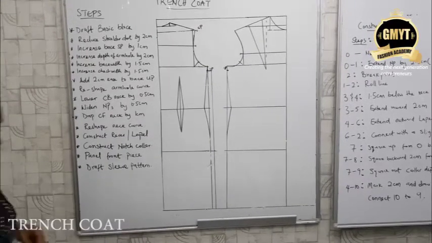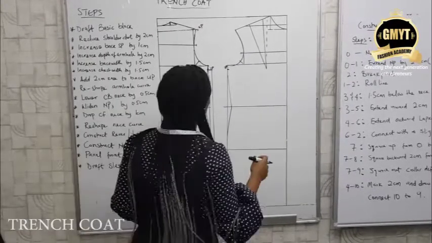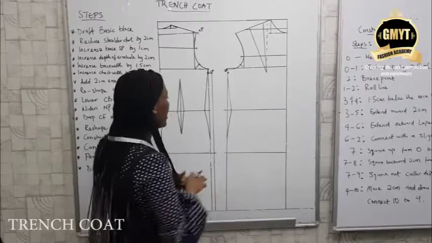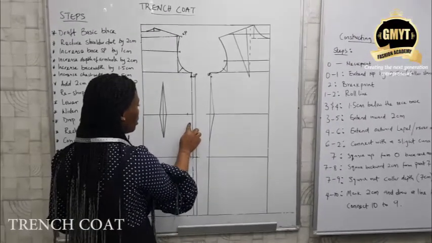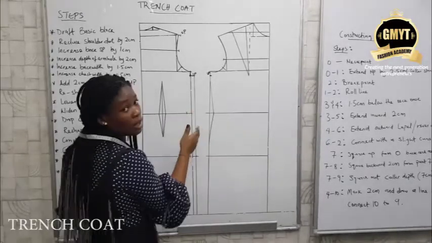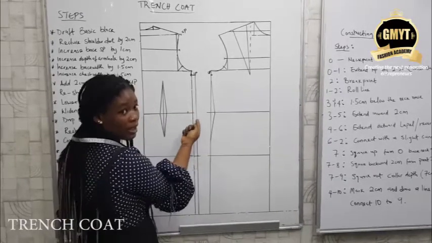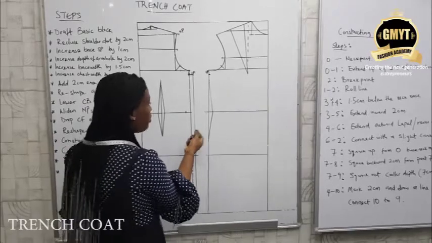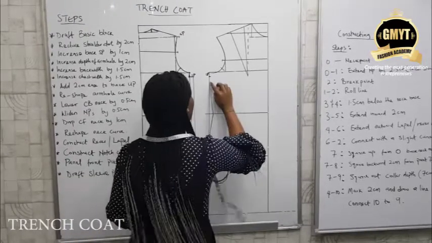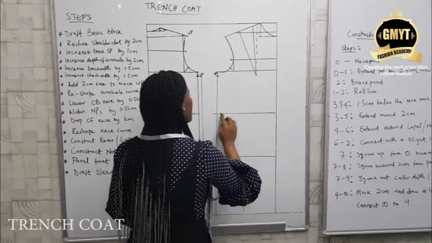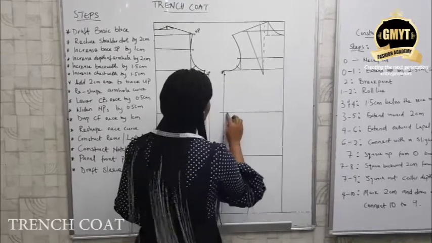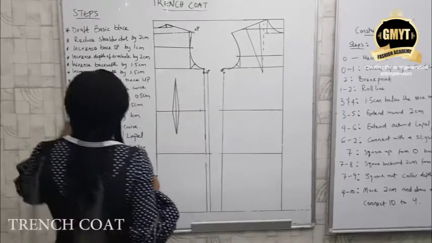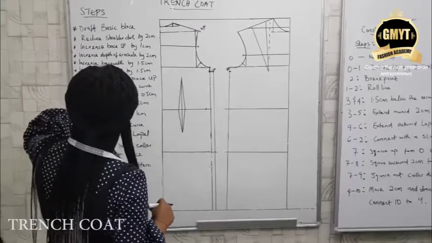So take note, because my trench coat is not something that is fitted, I don't need all this inner shaping. I'm working with the outer shaping, and as you can see, I've added 2 cm ease to my back. My front has enough ease already. So I'm cleaning this inner shaping off. I'm working with the outer one. So back to my steps.